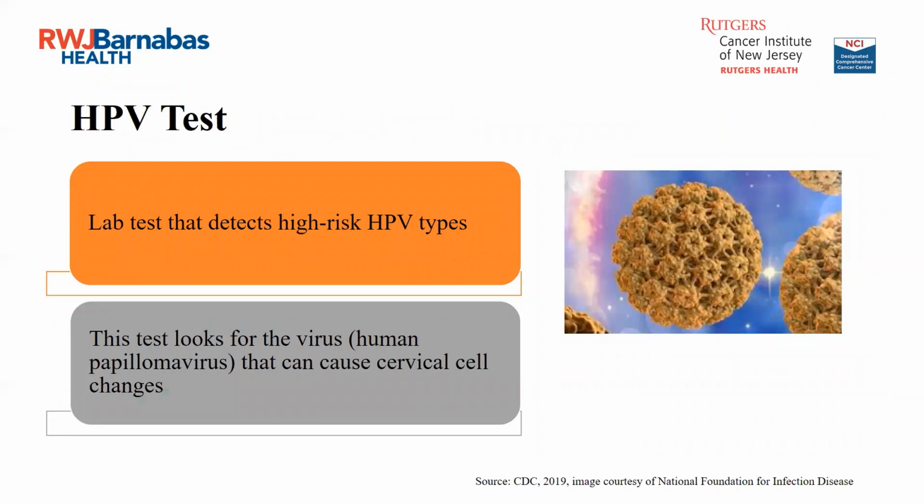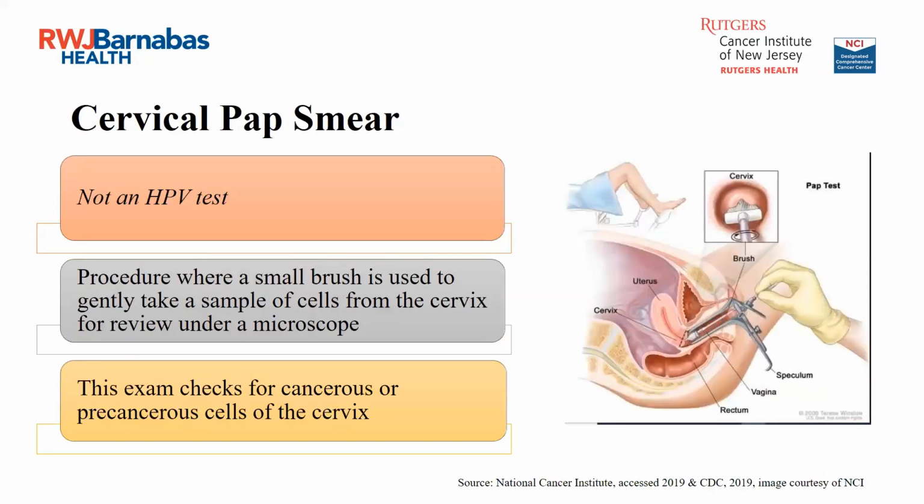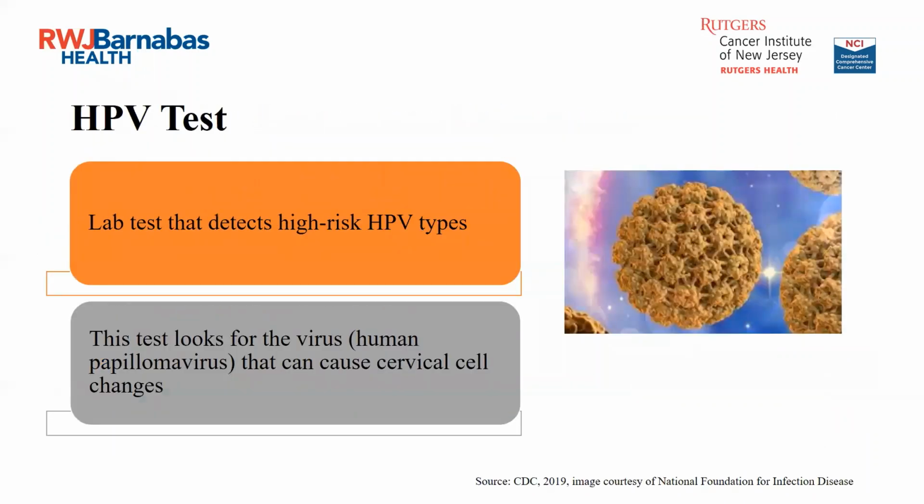So the HPV test is a lab test which detects high-risk HPV types. This test looks for the virus that can cause cervical cell changes. The cervical pap smear checks for cancerous or precancerous cells of the cervix. The HPV test looks for the virus that can cause these precancerous or cancerous cells of the cervix.